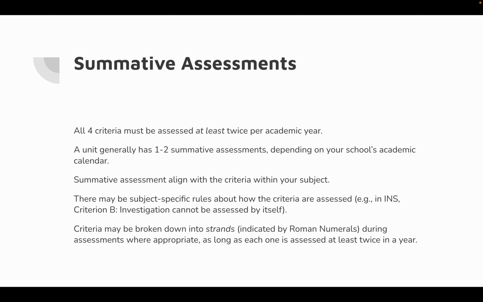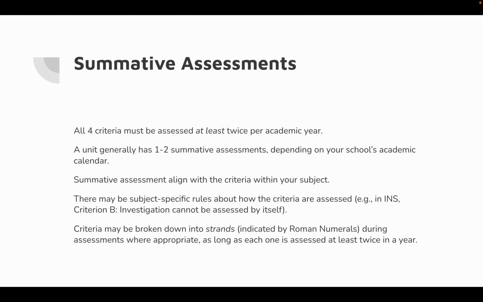Each one is different according to the subject, but a key feature is that they need to be assessed. Each of the 4 criteria need to be assessed twice a year. In my school, that means we have 2 semesters in the academic year. We assess the 4 criteria in the first semester, and then we assess them again in the second semester. The rule is that they need to be assessed at least once, but they can be assessed more than once.